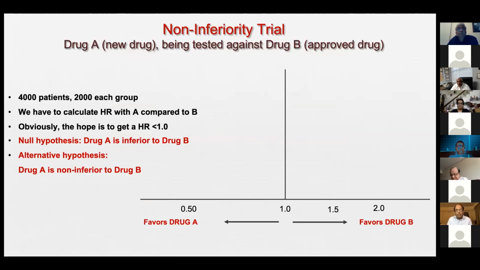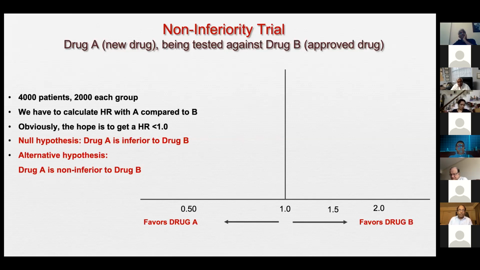Basically, what happens is that sometimes we have existing drugs. For example, you have several statins or several NOACs, and some industry wants to launch a new drug. They want to compare the drug against an existing drug, which is already approved by the regulators. And instead of doing a superiority trial, they want to do a non-inferiority trial. They just want to prove that the drug is not inferior to an existing drug.